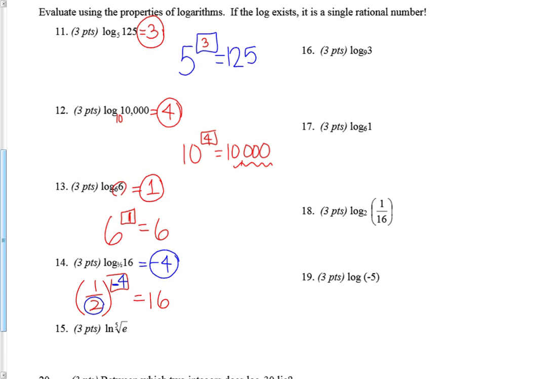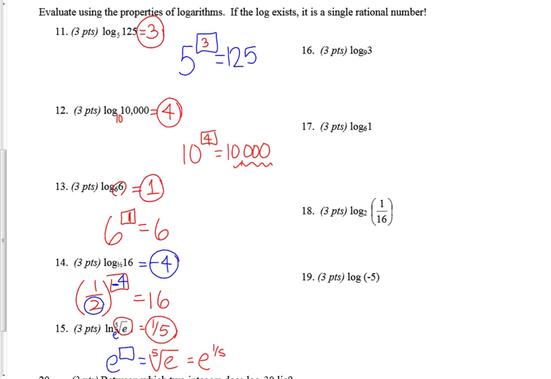Number 15 is the ln of the 5th root of e. So the base of this log is an e because it's a natural log. So I'm asking e to what power gives me the 5th root of e. Well, I don't like that as a radical symbol there. I'd rather write that as the 1/5 power because it's the 5th root. So that means 1/5 is the answer to the logarithm.